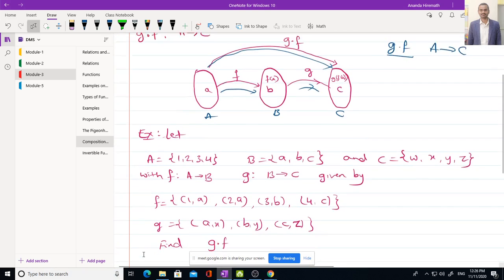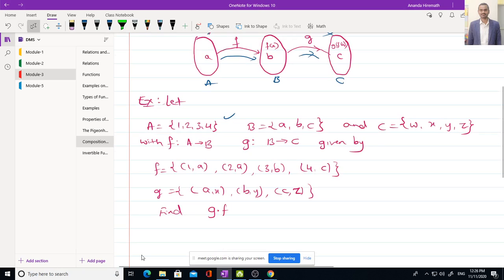Say A is equal to {1, 2, 3, 4} and B is equal to {a, b, c}, C is equal to {w, x, y, z}, and it is given that f is a function from A to B, g is a function from B to C, and these two functions are given. F is equal to {(1, a), (2, a), (3, b), (4, c)}, and g is equal to {(a, x), (b, y), (c, z)}. Now we are asked to find g composition f.